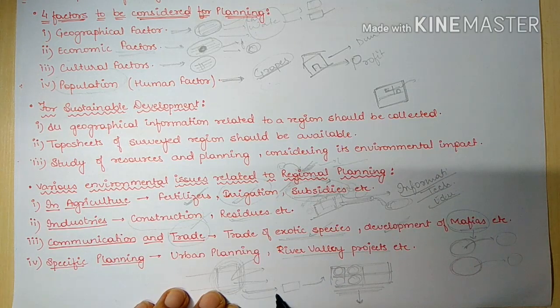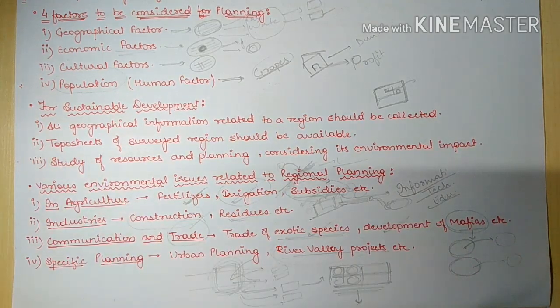Next, the environmental impact should also be kept in mind. Then natural disasters: the area should not be earthquake prone, and the soil should not be loose, because if so, an earthquake or landslide may demolish the whole project. So these were various environmental issues related to regional planning, and with this we complete our regional planning as well.